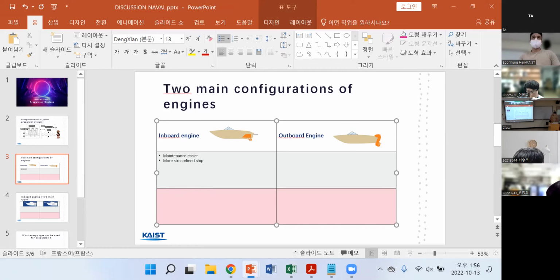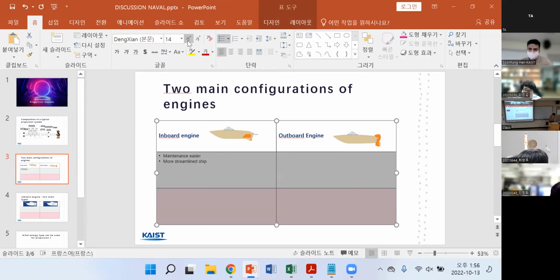Can you increase the font size? Oh yes, sorry. Better.